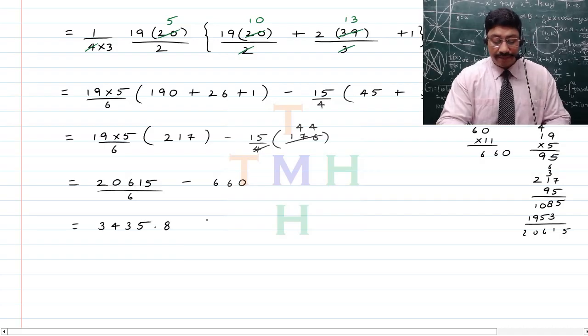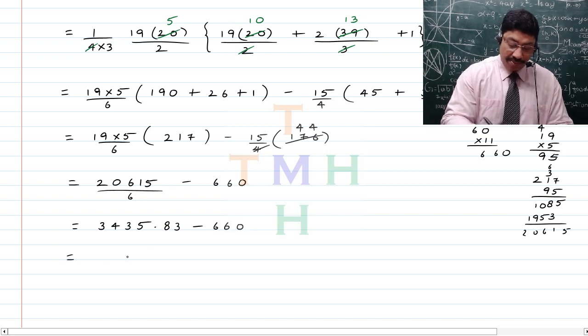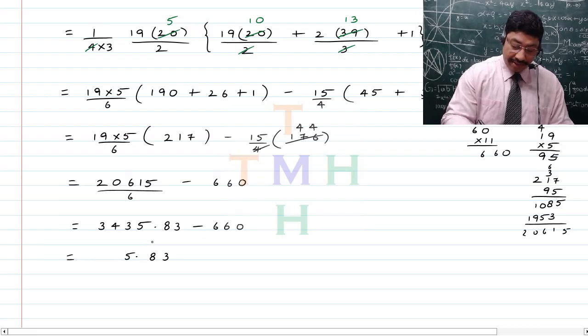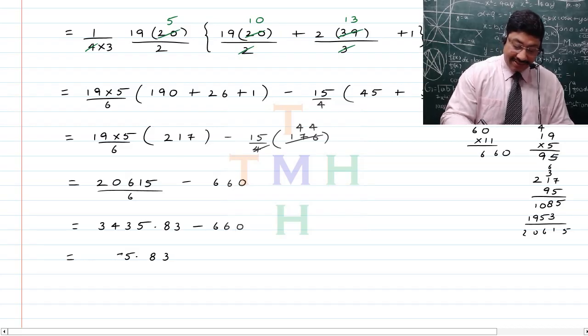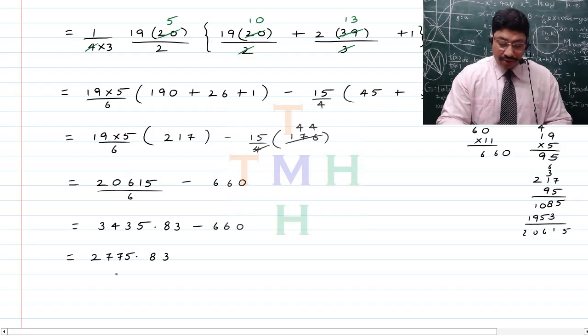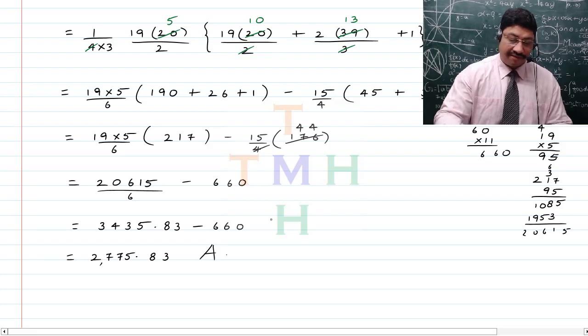2 remainder, 20. So 6 3s is 18, and from that is to be subtracted 660. And now when we subtract, this is going to be 0.83, and then further we will have 5 here, and next we will have 6 and 7 is 13. Then we have 7 and 7 is 14. So we have 2775.83, which becomes the final answer, right?